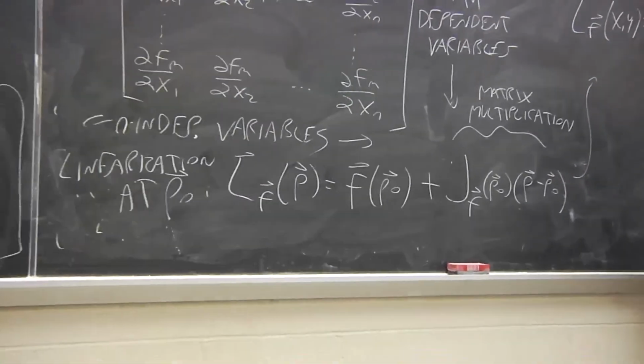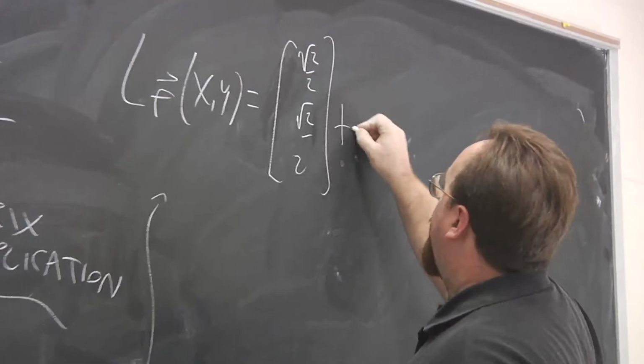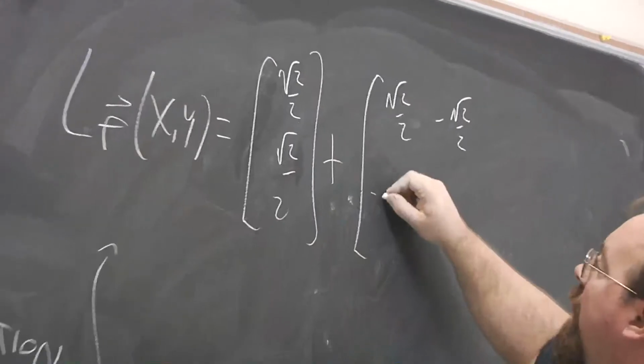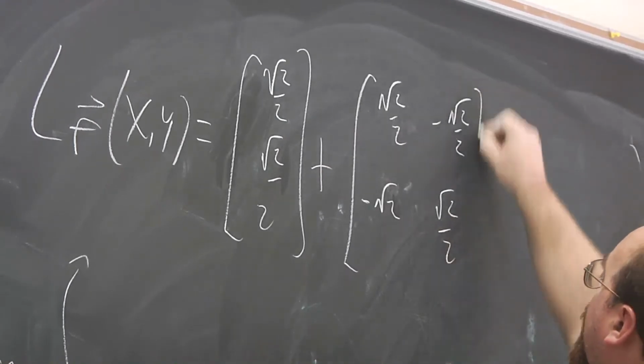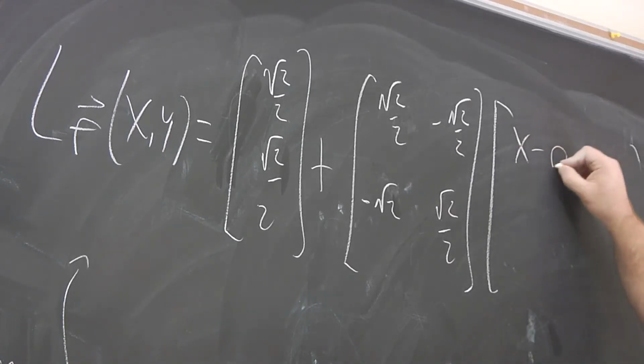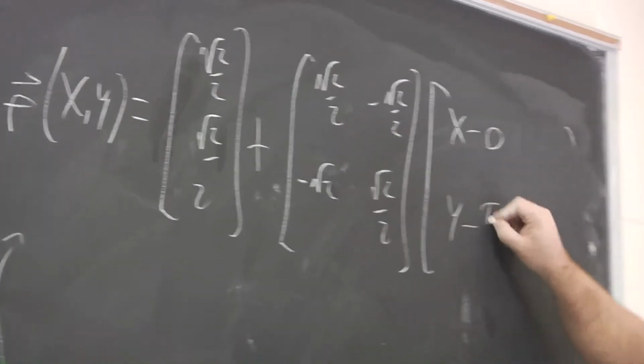So we're going to have this vector, square root of 2 over 2, square root of 2 over 2, plus that matrix where it's evaluated at the point, square root of 2 over 2, minus square root of 2 over 2, minus square root of 2, square root of 2 over 2, times the vector that shows a change in x and a change in y. So first a change in x, that's going to be x minus 0. Change in y, y minus pi over 4.